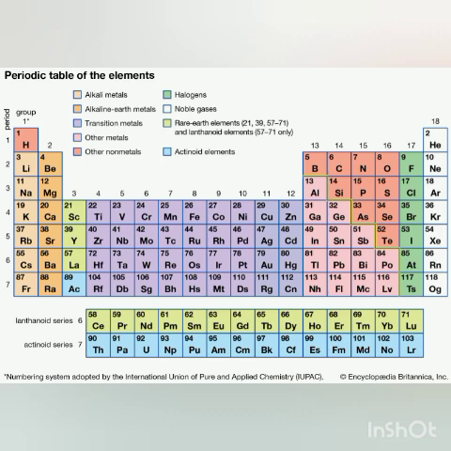Now, period number tells the number of shells. Now, students, just see the periodic table. You can see the period number. What are periods? The horizontal rows are the periods.